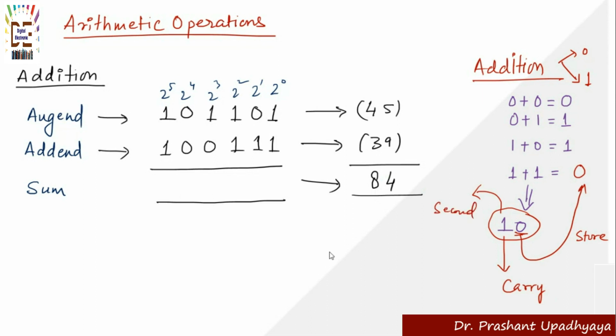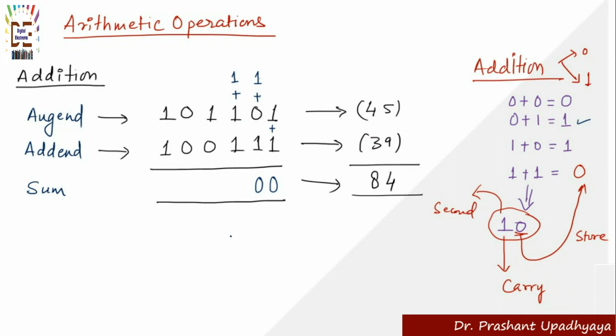So let's say if I talk about this number, 1 plus 1 is going to give me a 10. So I will have a 0 here, and let me remove this one first. What will be my carry? My carry will be 1. Then again I do 1 plus 0, which is 1, and 1 plus 1 is again 10. So I will get a 0 here, and I will add a carry here.